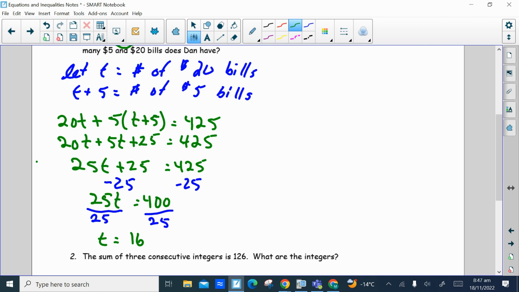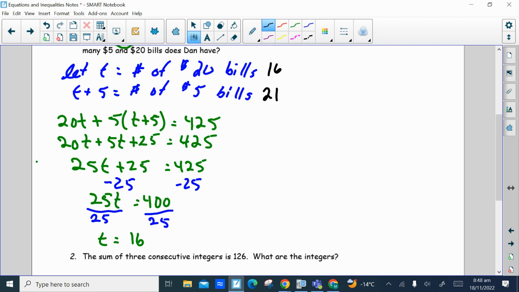So Charlie, how do we get the number of $5 bills then? Jan? You add 5 to the 16. There are 5 more $5 bills than $20 bills. If there's 16 $20 bills, the number of $5 bills is 5 more. It's just a coincidence that it's 5 more, and then the value of that is $5. That part is just a coincidence.